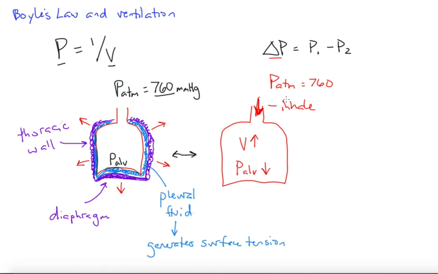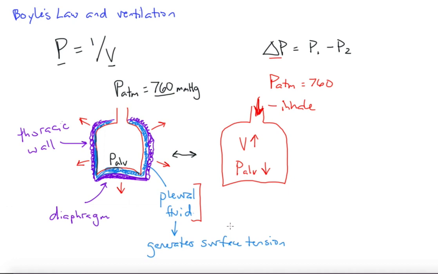volume, lung volume, to change the pressure gradient between outside and inside and drive ventilation, right? And of course, again, if we want the lung volume to change with the thoracic volume, we have to stick the two together. Again, that's where our pleural fluid and that surface tension come into play, right?